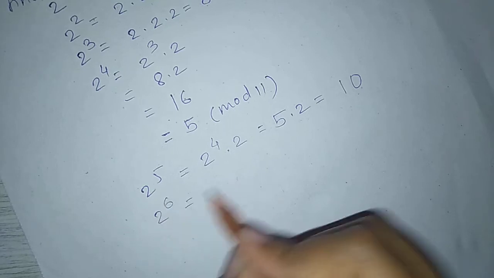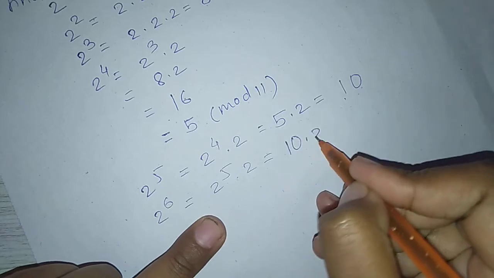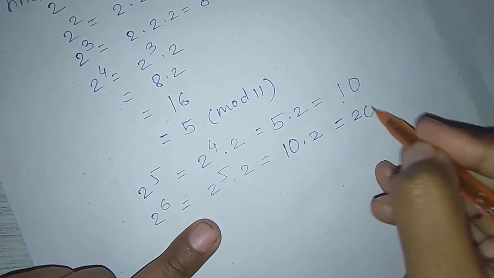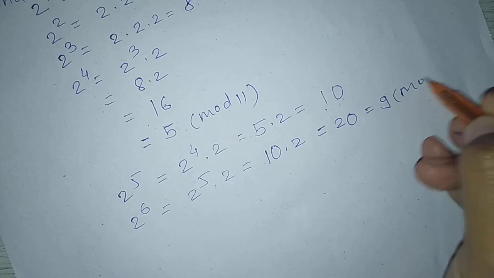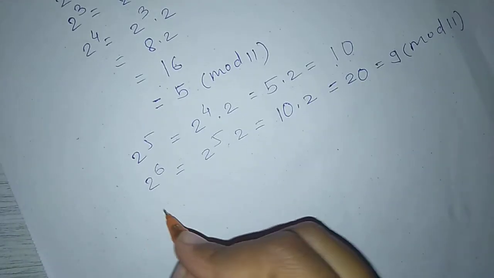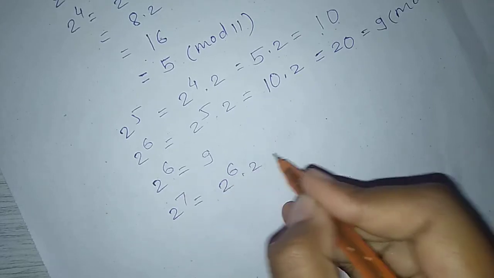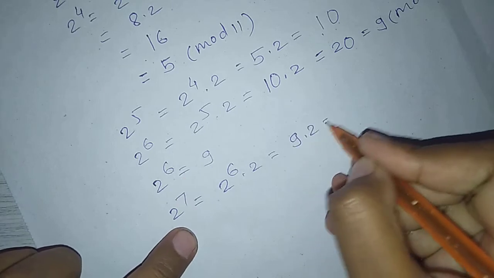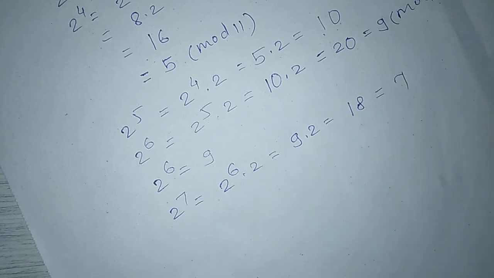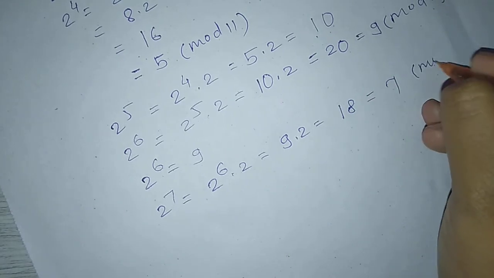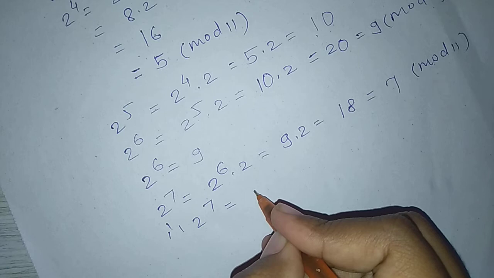2 raised to 6 equal to 2 raised to 5 into 2. 2 raised to 5 is 10. 10 into 2 equal to 20, and 20 equal to 9 under modulo 11. So 2 raised to 6 equal to 9. 2 raised to 7 equal to 2 raised to 6 into 2. 2 raised to 6 is 9. 9 into 2 equal to 18, and 18 is congruent to 7 modulo 11. Therefore 2 raised to 7 equal to 7.